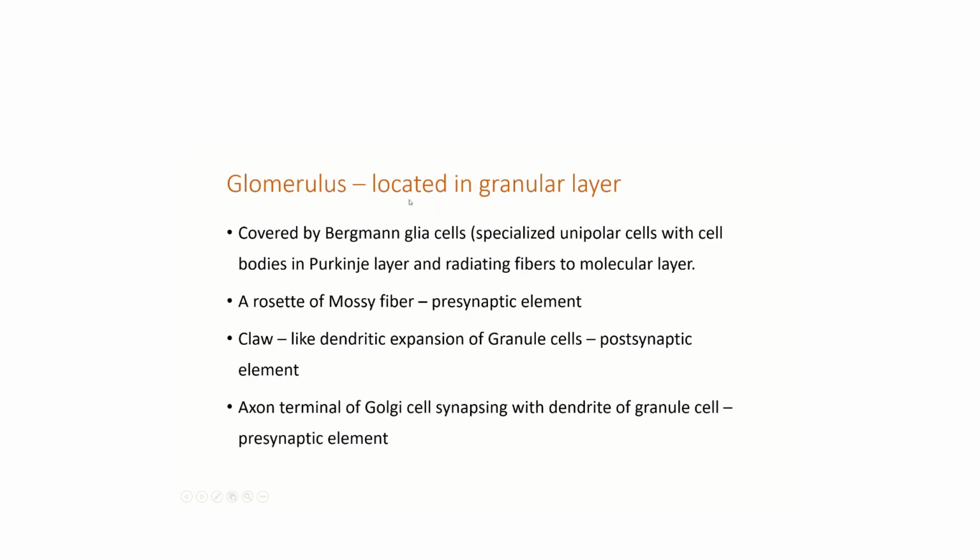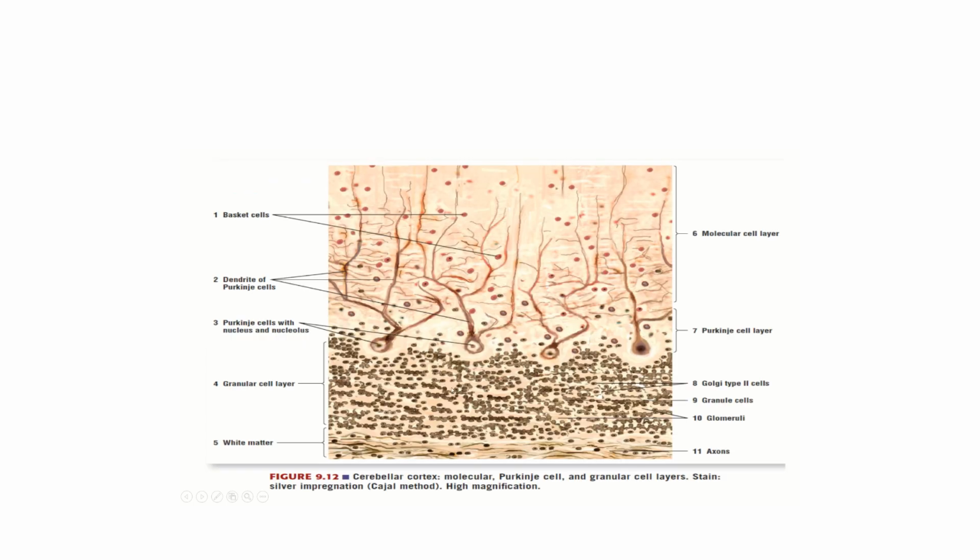So the glomerulus is located in the granular layer. It is covered by Bergmann glial cells. These are specialized unipolar cells with cell bodies in the Purkinje layer and radiating fibers to the molecular layer. A rosette of mossy fiber is present in the center as the presynaptic element. There are claw-like dendritic expansions of granule cells, which are the postsynaptic element. Axon terminals of Golgi cells synapse with dendrites of granule cells, like a presynaptic element. You can see here the nuclei of the granule cells and Golgi cells, where these empty spaces are. These empty spaces are called cerebellar islands or glomeruli within the granular layer.